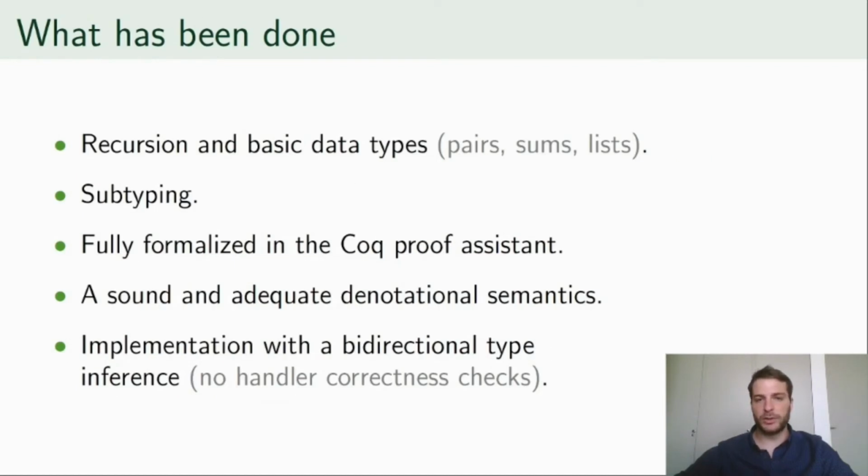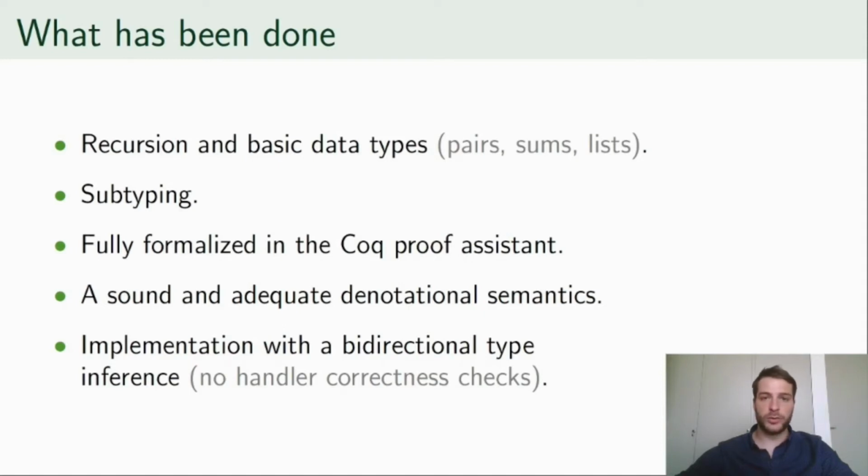Since the paper was published, we have made some considerable advancements. We have extended the language with recursion and some basic data types, such as products or lists. We also included the non-trivial extension of subtyping, which greatly improves the usefulness of the language. All of this has been formalized in the Coq proof assistant alongside some smaller examples, and we also constructed a sound and adequate denotational semantics, which takes into account all the aforementioned extensions.